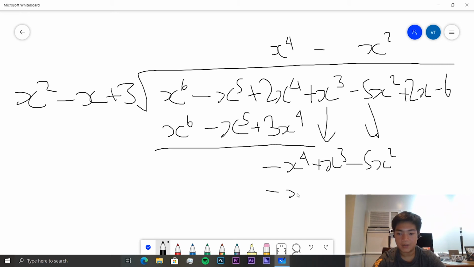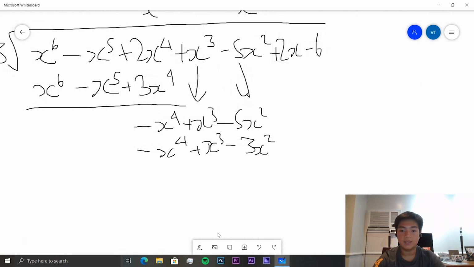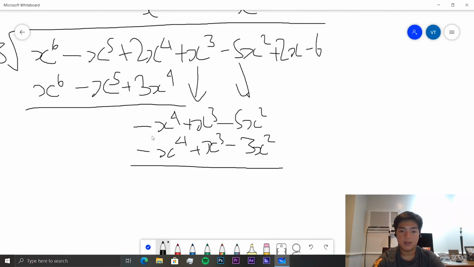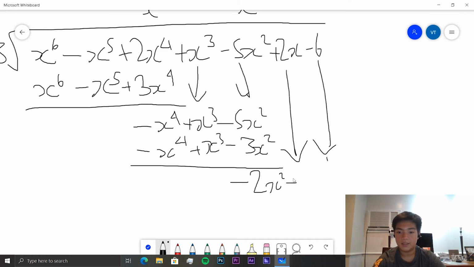So we have negative x to the 4 plus x to the 3 minus 3x squared. So this becomes, well, this minus that, 0, this minus that, 0, this minus that, it will be negative 2x squared. So finally, we drop these two terms down, and we have negative 2x squared plus 2x minus 6.